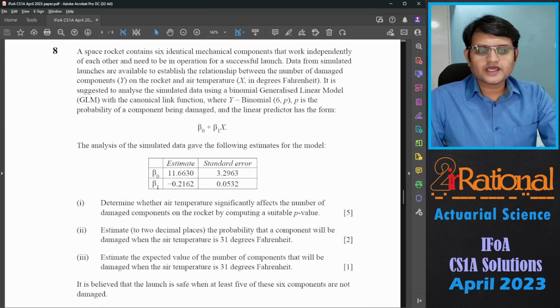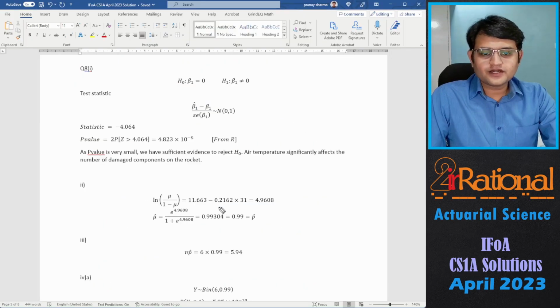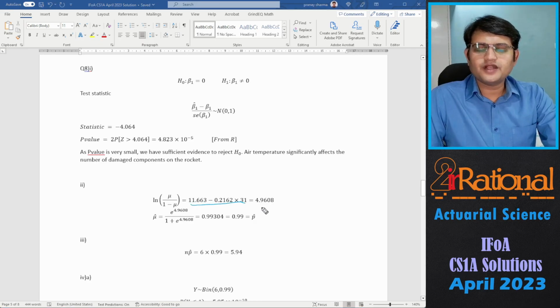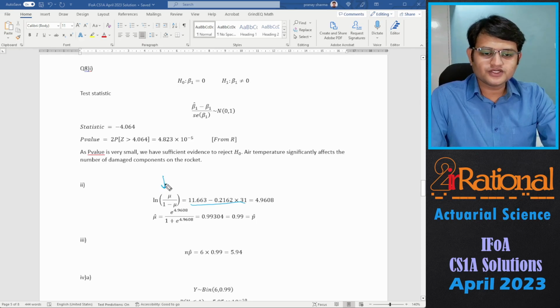Second part, estimate to two decimal places the probability that a component will be damaged when the air temperature is 31 degree Fahrenheit. So we just want to find the estimate for p. At 31 degree, we'll substitute the beta 0 and beta 1 to find out the linear predictor, and we'll use the link function to find our mu hat value.